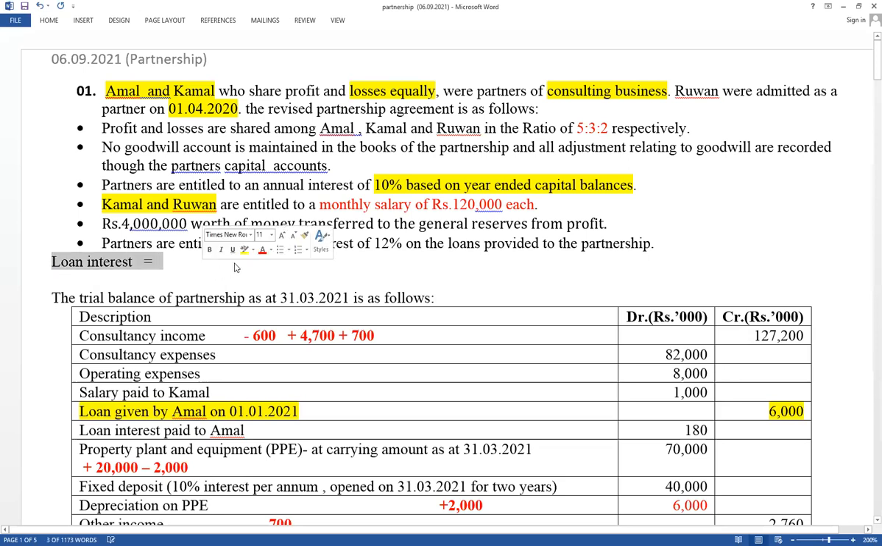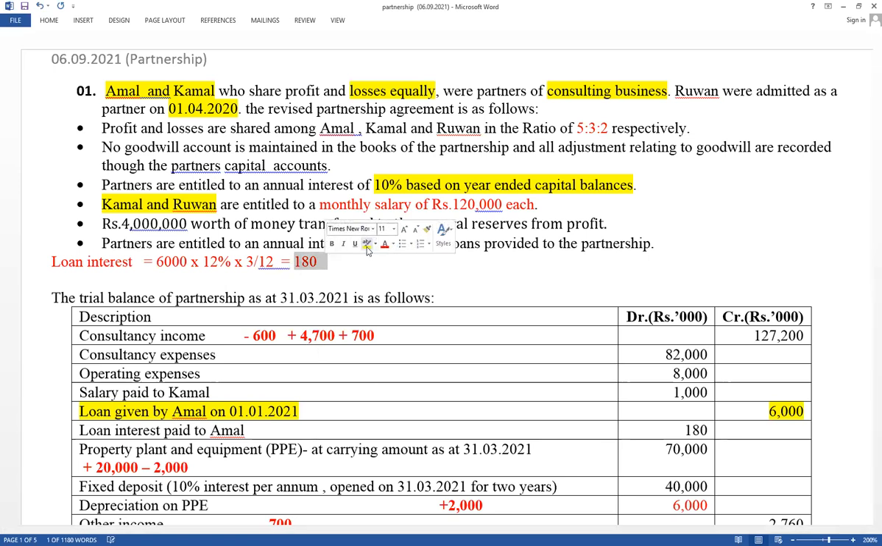Think loan value equals 6,000; based on that loan. The annual rate is given as 12%, but it is available only 3/12. Therefore, interest should be calculated only for the 3-month period. Take the value: 6,000 into 12% into 3/12. Therefore, loan interest equals 180. Think how to record this one.